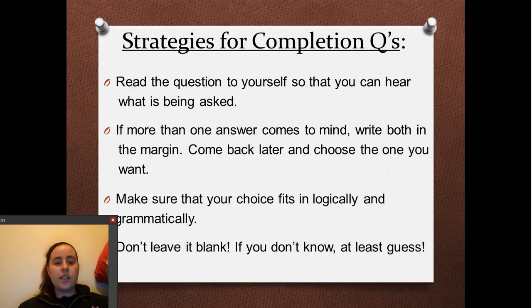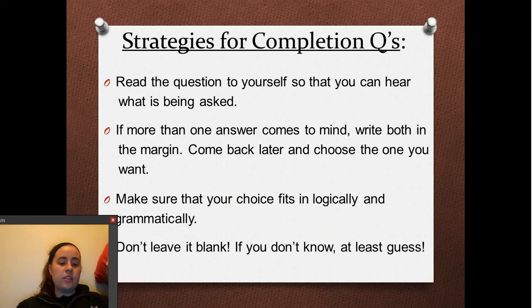The first one is read the question so that you can hear what's being asked. Don't just scan it, don't just guess that you know what's going on, really read it. If more than one answer comes to mind, write both sort of on the margin next to the question, and you can come back later and choose the one you want. Make sure that your choice fits in logically and grammatically. If there's like a blank in the sentence, reread the sentence with your choice written in there. If it sounds funny, it's probably not the answer.